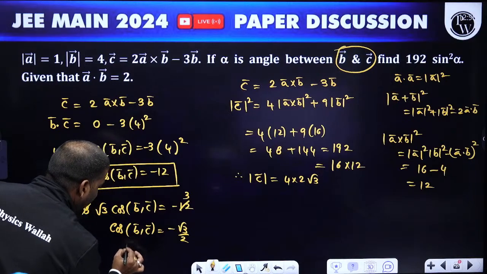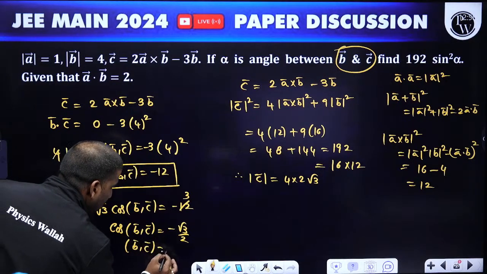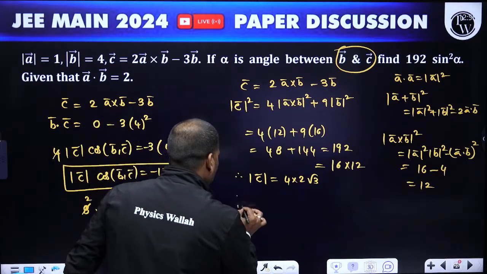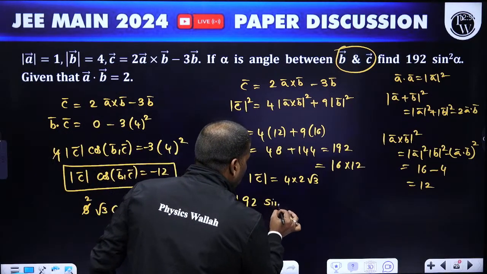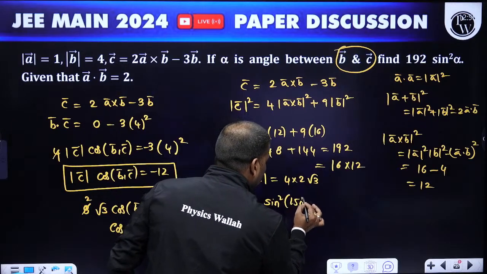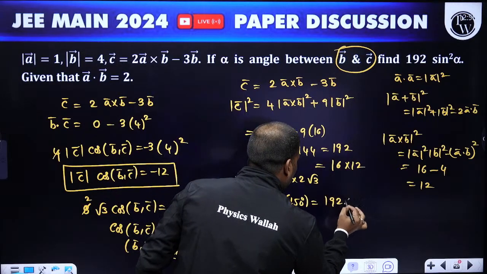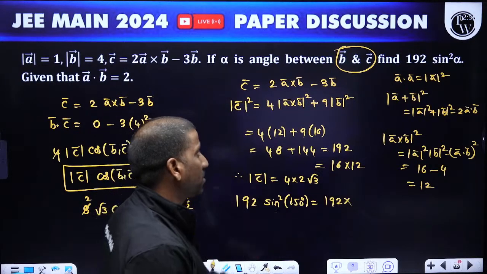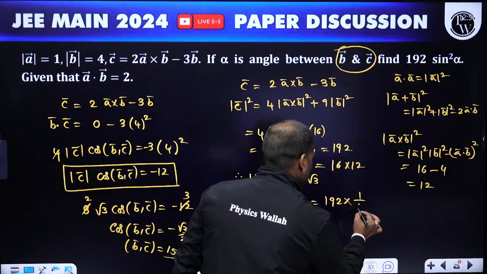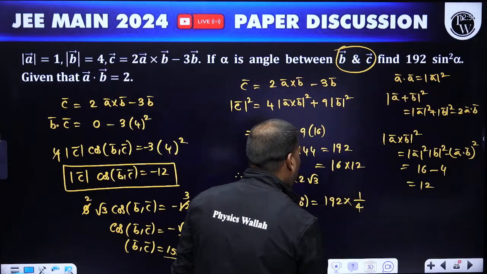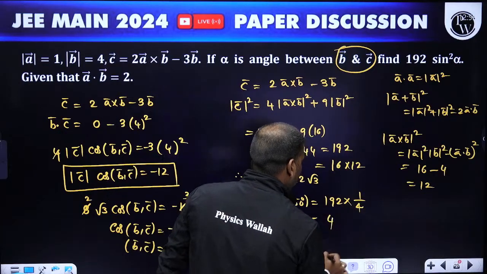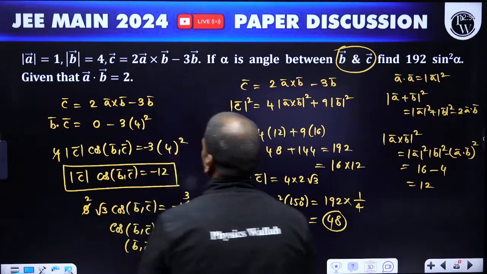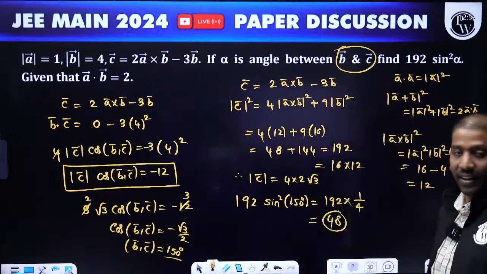So the angle between B and C is 150 degrees. Negative, na? 150 degrees. So we want 192 into sine square 150 degrees. That means nothing but sine 30 degrees, that is 1 by 4. 4 can cancel, 4 jar and 8. So 48 is the answer. Okay. Same question is repeated again here.